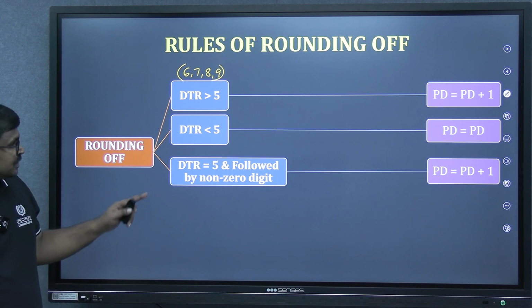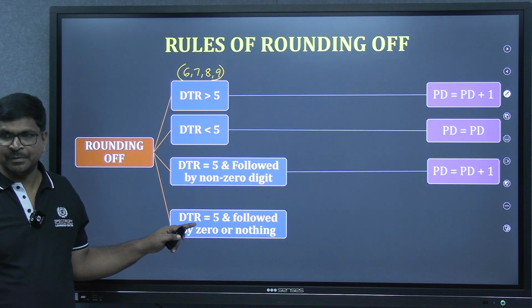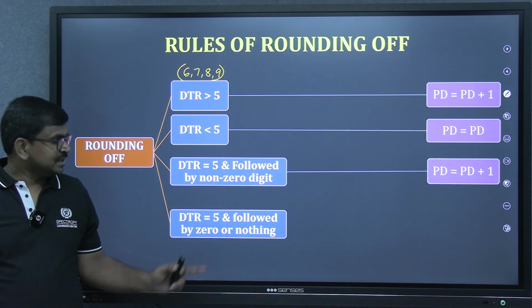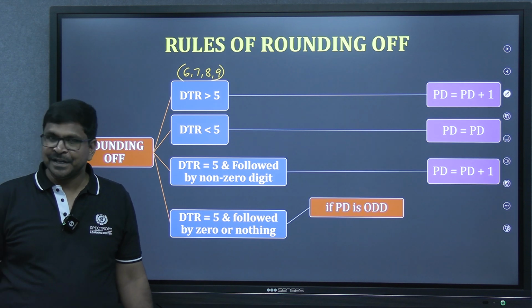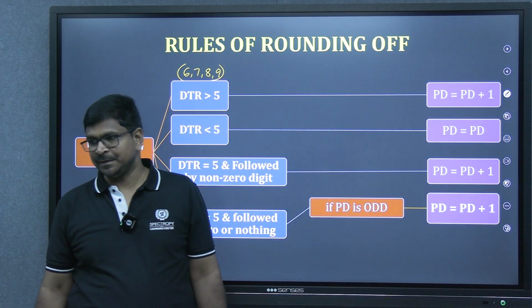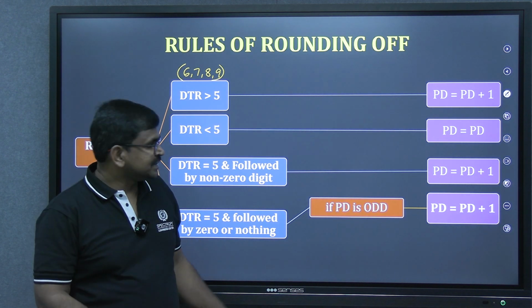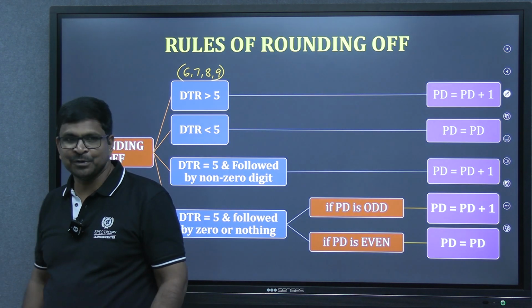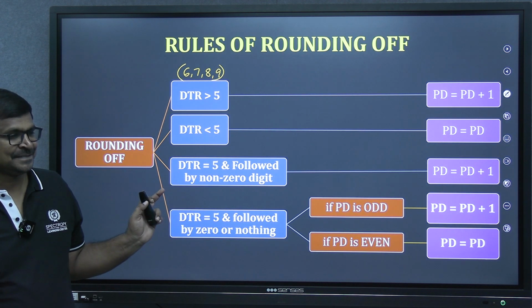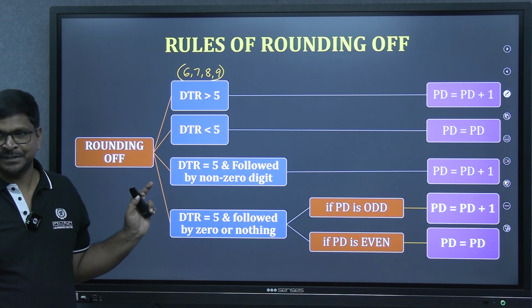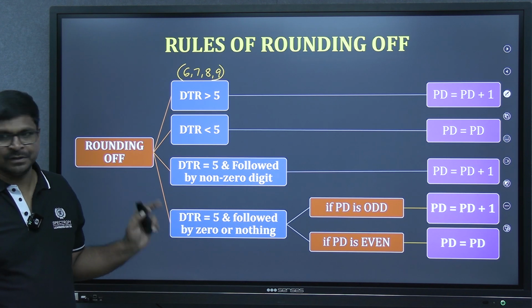Suppose the DTR is equal to 5 and followed by nothing. So in this case again there are two cases. If PD is odd, it will become PD plus 1. If PD is even, then it remains the same, PD equal to PD only. Right? I hope you understood this. Do you have any doubt with this one?